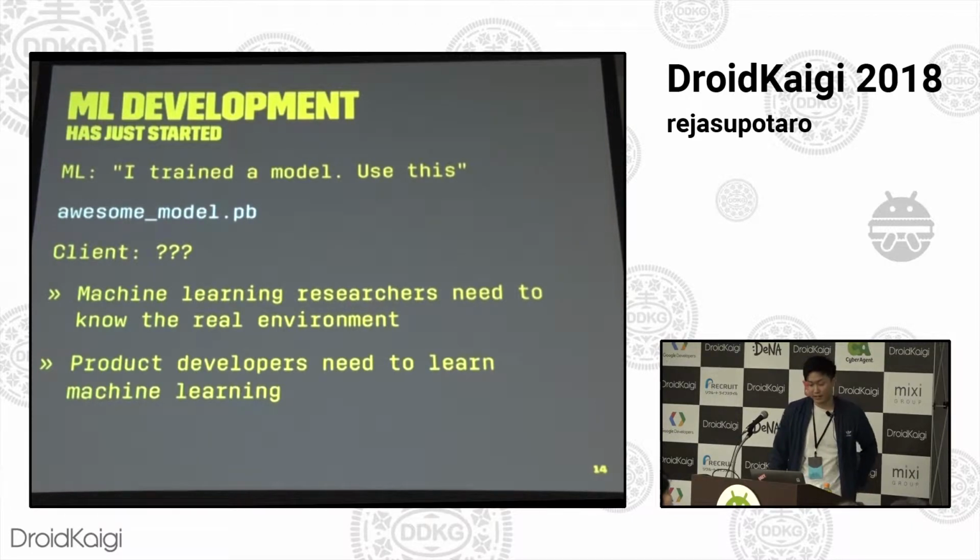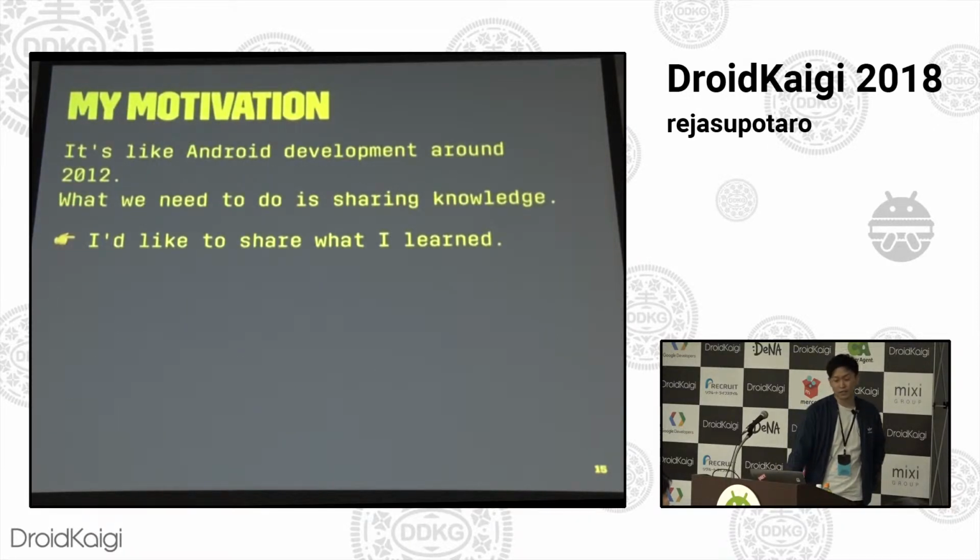On the other hand, ML development has just started. There are no best practices yet. Both machine learning researchers and product developers like me don't know how to productionize research. Machine learning researchers need to know the real environment, and the product developers need to learn machine learning. This is the current status. I feel it's like Android development around 2012, and I feel we need to share knowledge. This is my motivation for this talk.